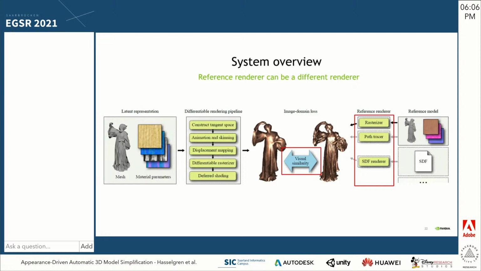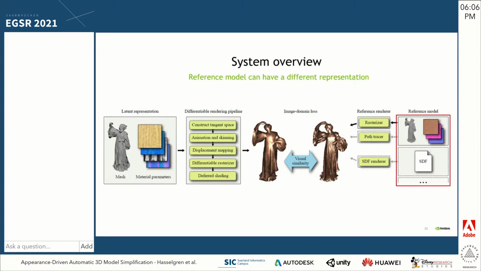And what's quite nice here is that you can, of course, render the reference using the same rendering pipeline as we showed here, but you can actually swap out the reference renderer with anything you like. So you can, for example, use a path tracer or a signed distance field renderer. And this, of course, also holds for the model. So you can use the obvious mesh reference model, but you can also use signed distance fields. And in that case, you will convert from a signed distance field into a mesh representation using the system. And this is the meat of our implementation.